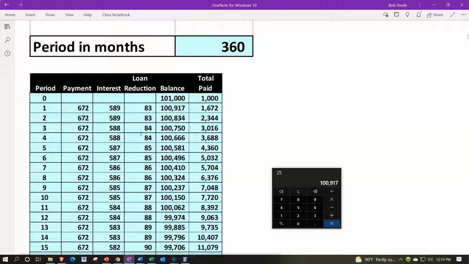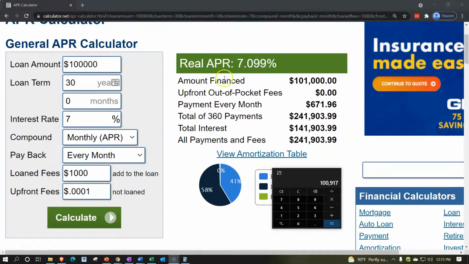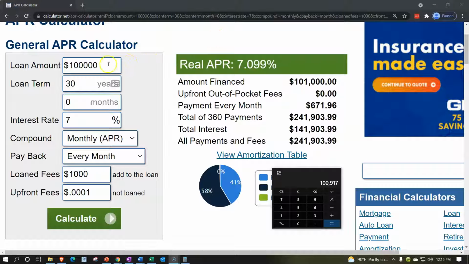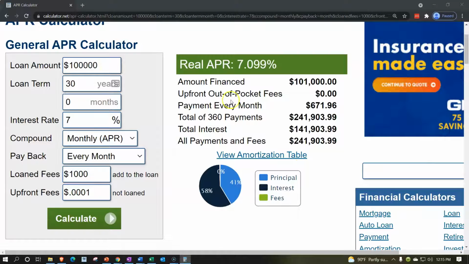And so you can see all this in basically one tab. There's also online calculators. So let's take a quick look at the online calculator. There's many online calculators, just one of them, but you can plug your information into here. We got the 100,000, we got the 30-year, 7%, monthly compounding, every month on the payback, 1,000 added to the loan, and then that's basically it.